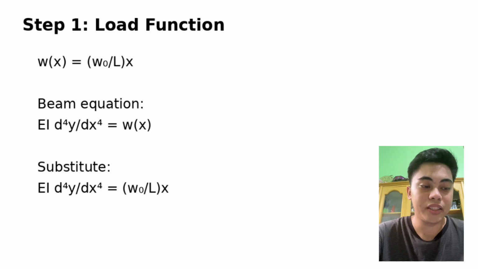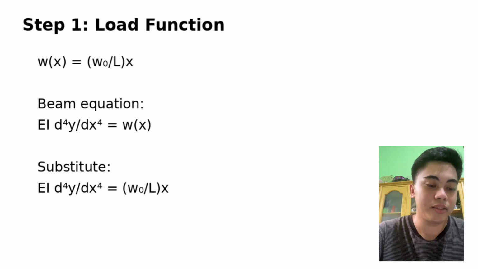Next, we use the differential equation of the elastic curve. EI times d⁴y over dx⁴ is equal to W(x). Substituting the load function into the beam equation gives EI times d⁴y over dx⁴ is equal to W sub 0 over L times x.